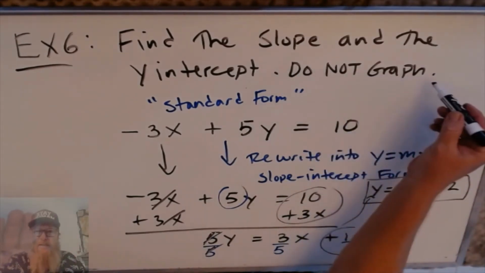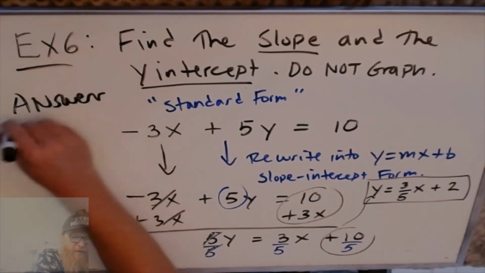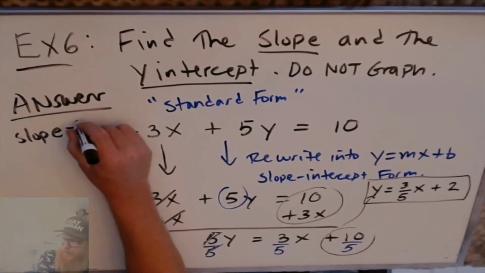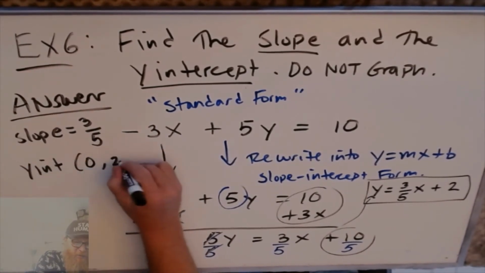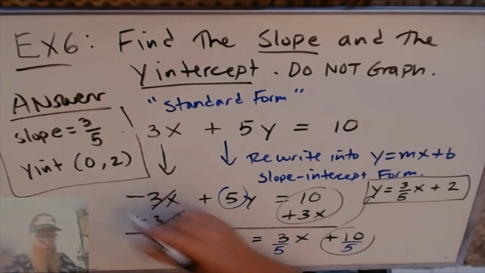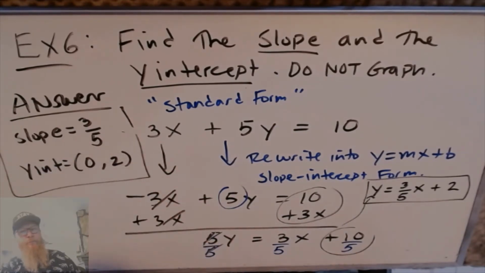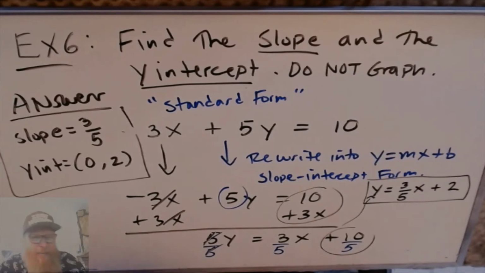Now I didn't ask you to graph it, but I did ask for the slope and the y-intercept. Let me put my answers over here. Slope is 3/5. Y-intercept is (0, 2). Now, when you're talking to your friends, you can say the intercept is 2. That's fine. But when you're talking to me or when you're putting in your answer in the computer, you have to say it the right way. It is (0, 2). Honestly, I didn't plan it to be the same 2 as last time, but it just came out coincidentally to be 2.